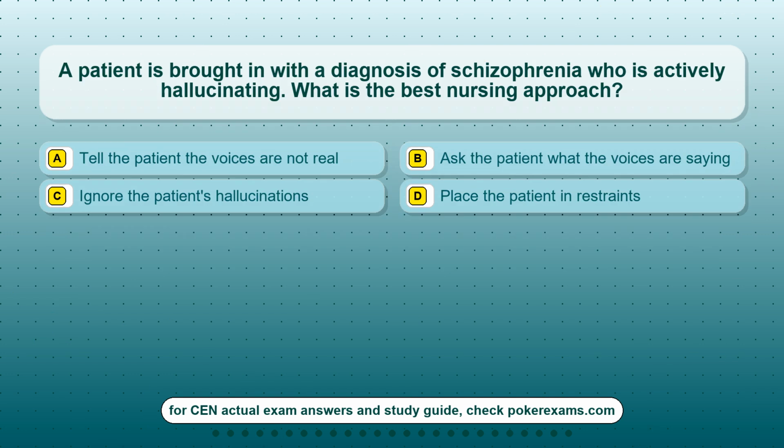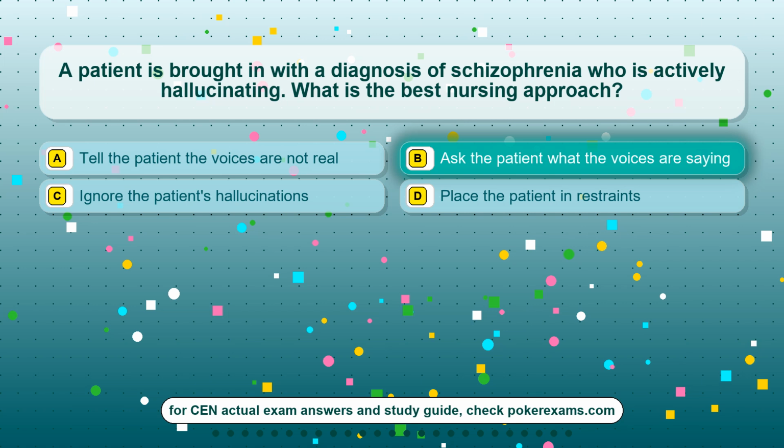Question 11. A patient is brought in with a diagnosis of schizophrenia who is actively hallucinating. What is the best nursing approach? Option A, tell the patient the voices are not real. Option B, ask the patient what the voices are saying. Option C, ignore the patient's hallucinations. Option D, place the patient in restraints.